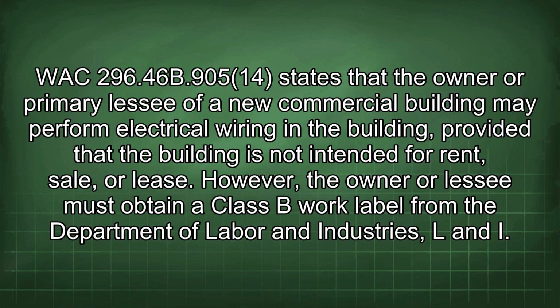WAC 296-46B-905 states that the owner or primary lessee of a new commercial building may perform electrical wiring in the building, provided that the building is not intended for rent, sale, or lease. However, the owner or lessee must obtain a Class B work label from the Department of Labor and Industries, L&I.